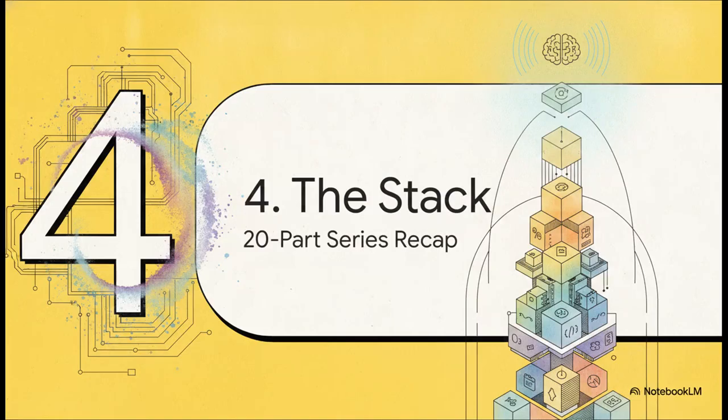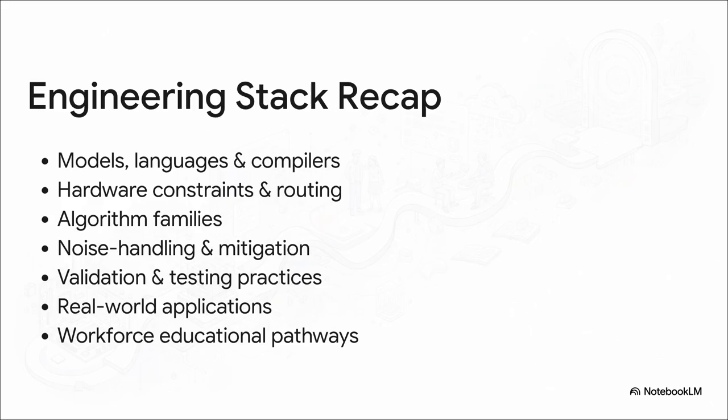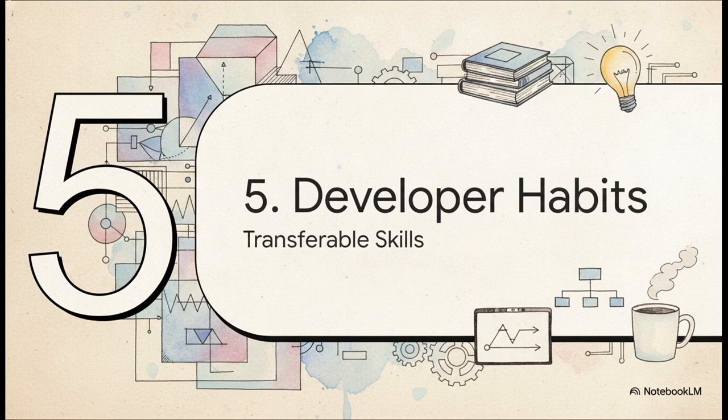All right, Section 4, the Quantum Programming Stack. This is our massive 20-part series recap. Because quantum programming, it's absolutely not just writing a script. It's an end-to-end engineering stack. It combines mathematical models, specialized languages, and aggressive compilers. You have to navigate strict hardware constraints like qubit connectivity and coherence times, deploy specific algorithm families, and apply rigorous noise handling and mitigation methods. Plus, you have to run statistical validation practices and target distinct industrial applications, all supported by those workforce pathways we just talked about.